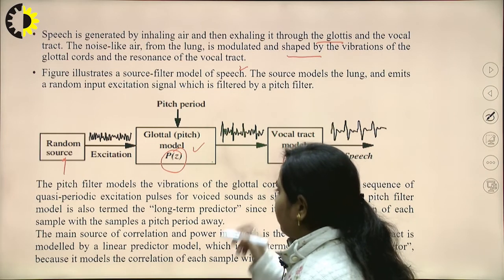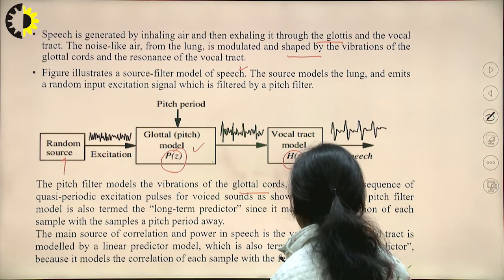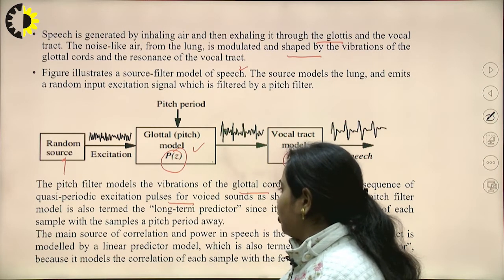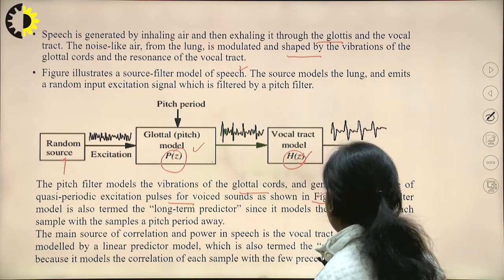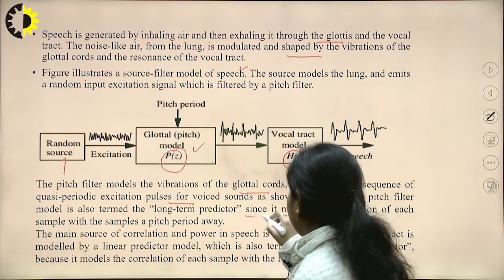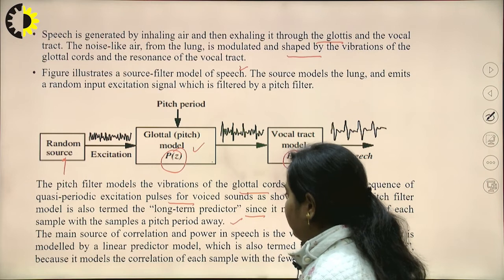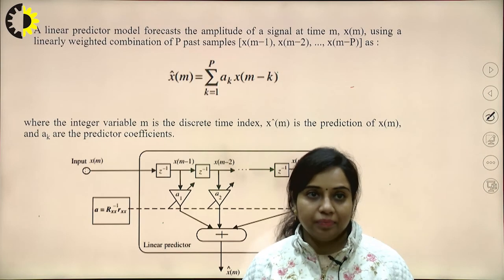The pitch frequency models the vibration of the glottal cord and generates a sequence of quasi-periodic excitation pulses for the voiced data, which is shown in the figure. The pitch filter model is also termed the long-term predictor, since it models the correlation of each sample with the sample a pitch period away. So this is how the modeling will be done.